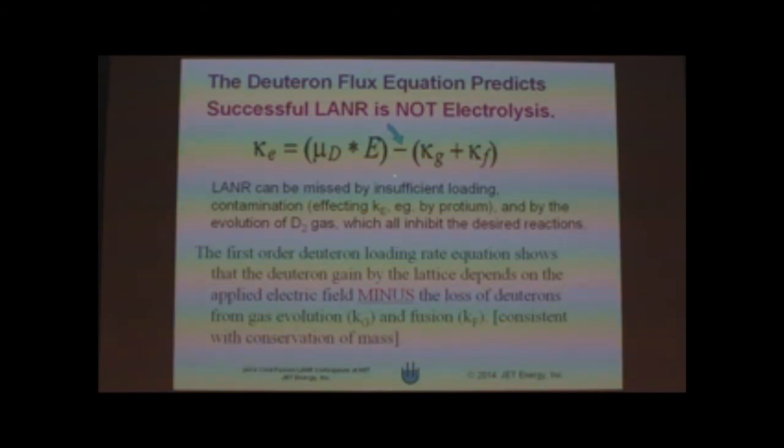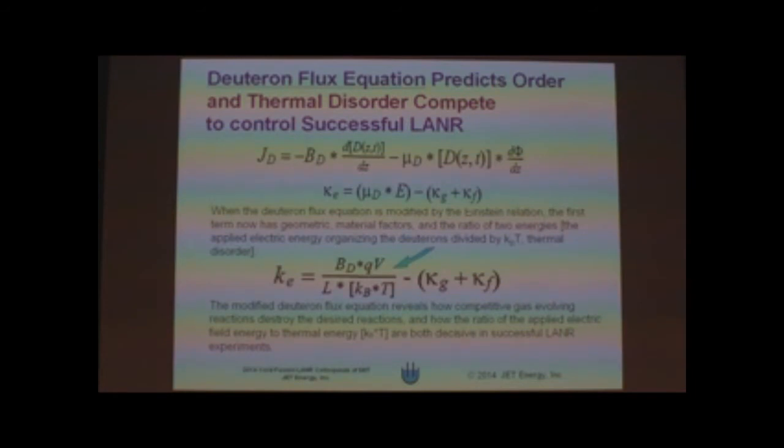Again, the important point, if you remember anything about this talk, is that our success in cold fusion in aqueous systems is that it is not cold fusion by electrolysis, but 1 minus electrolysis. See, there's the minus. Okay. If you want successful fusion, you want to maximize this, minimize that.